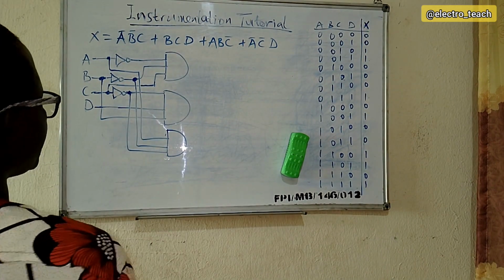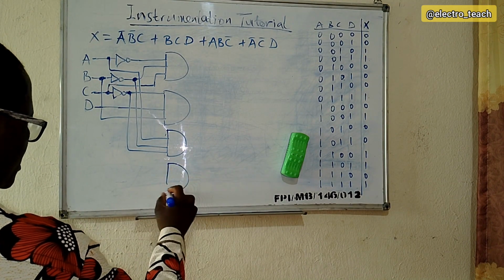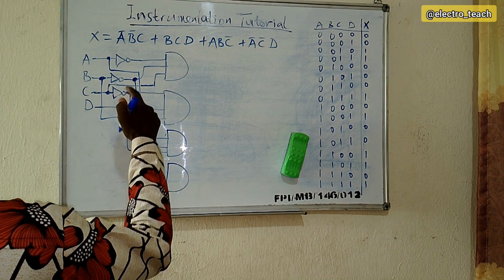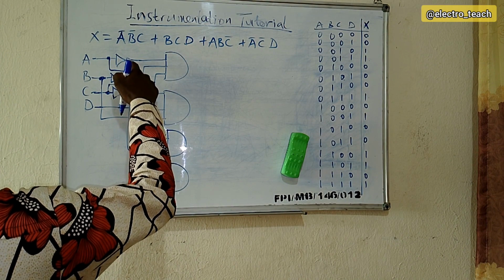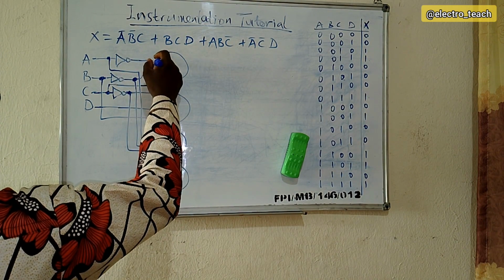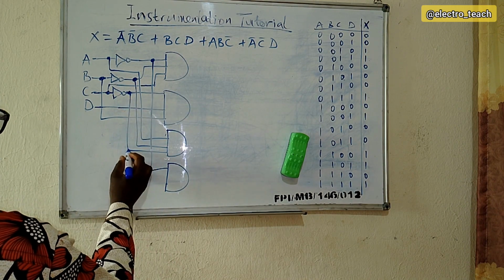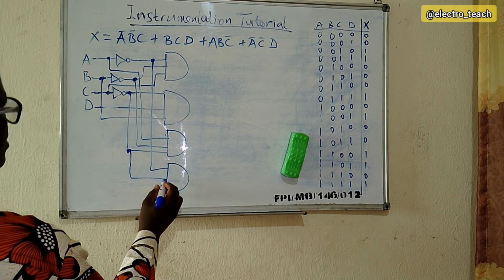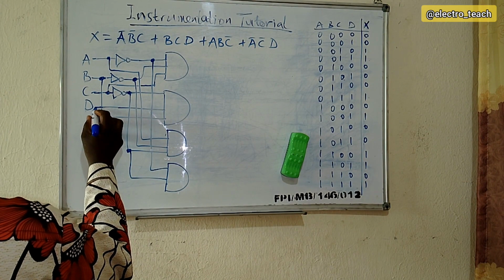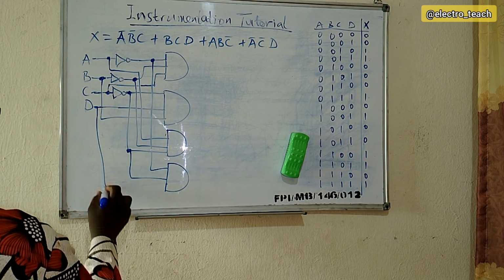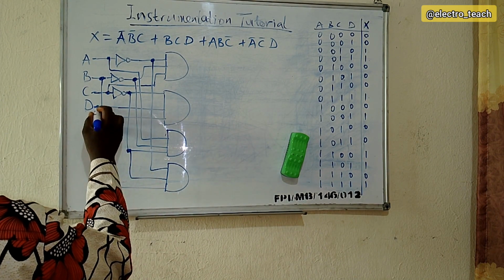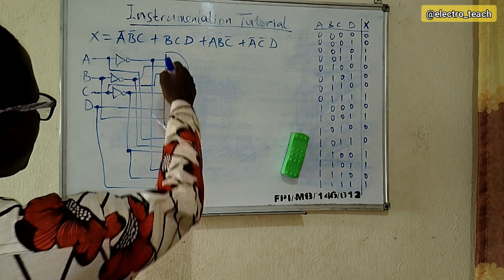Then A bar C bar D, another one. A bar C bar D. We have A bar from here. We can cross it from here. A bar. Then we have C bar. C bar is here already, so we can tap it from here. C bar. Then D. D is just coming from here. So we have 4 AND gates.